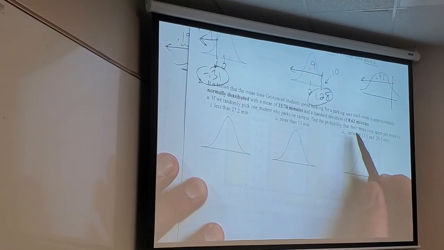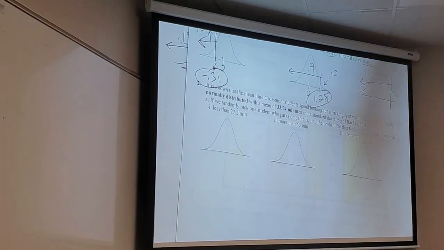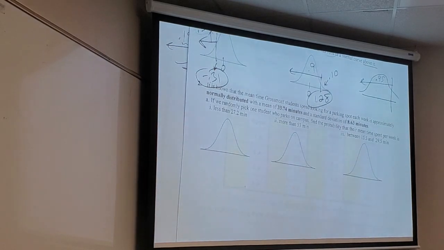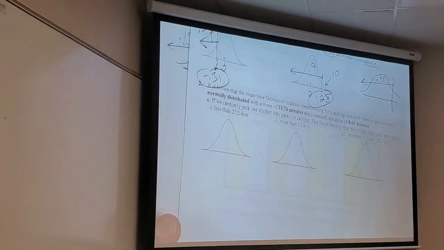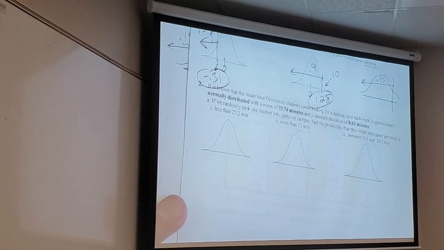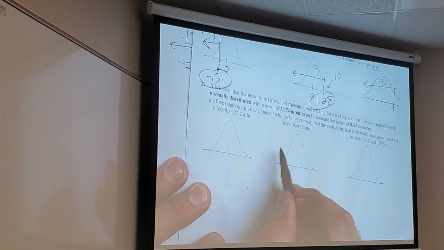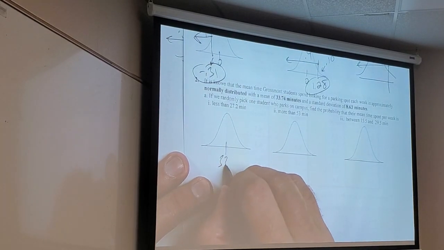So help me out. What is it in this problem that tells me we're going to be able to use this eventually? Normally distributed. So it's got to be normally distributed. Why can't I use this straight up? Like, first off, can you draw this first picture for me? What's the mean in this problem? 33.74. That goes in the middle, right?